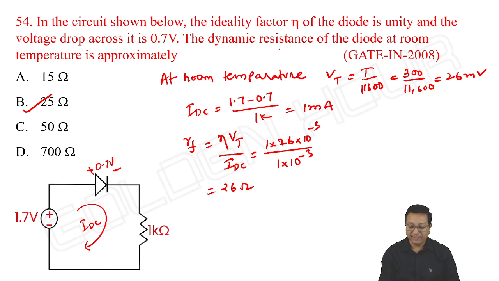As it is mentioned as room temperature, at room temperature the Vt value is 26 millivolts, accordingly I wrote. Otherwise, the default value of Vt is 25 millivolts. In that context, you will be getting the answer as 25 ohms. A very simple question it is.